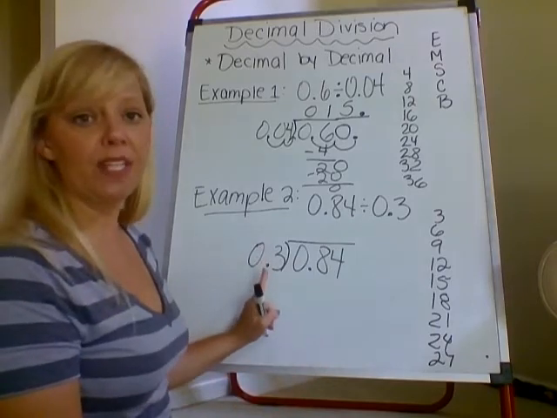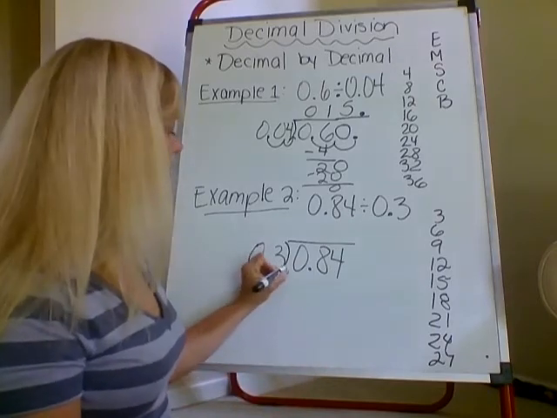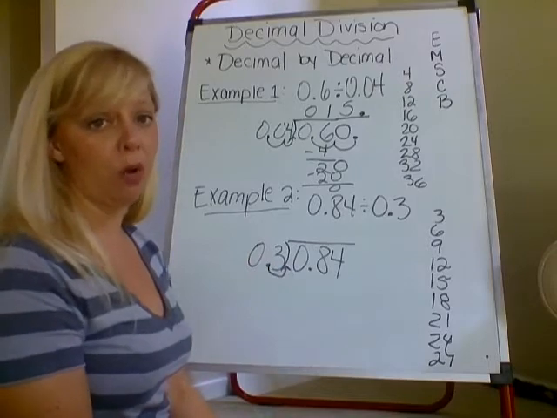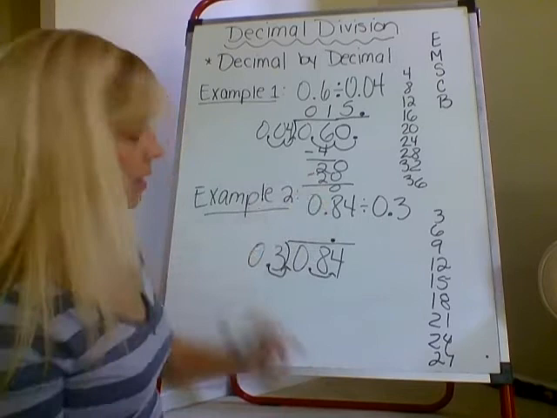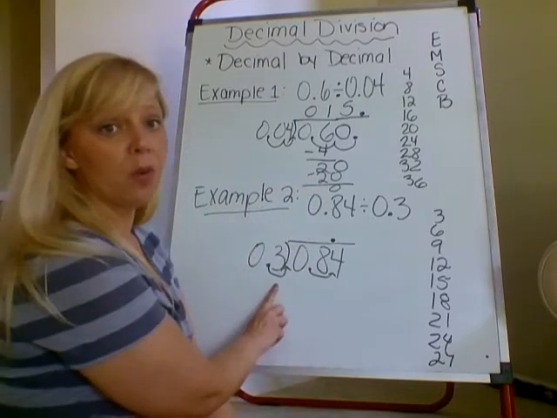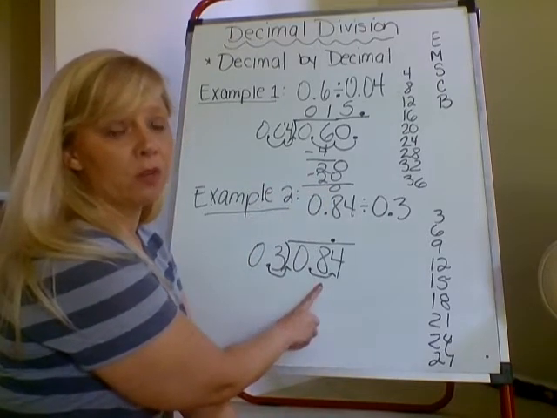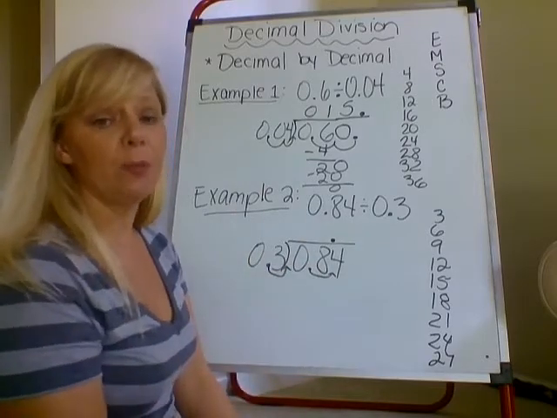So again, I have 3 tenths on the outside. I'm going to go ahead and move that over 1 time to make it 3 whole. So now I move this 1 time on the inside as well, because I moved the outside over 1 power of 10. So now I go through my division.